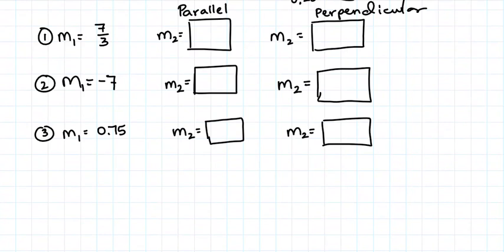I'm going to give you that the slope is 7 over 3. And now my question to you is, what is the parallel slope? All right, now that you've written that down, what is the perpendicular slope? All right, question number 2. I give you a slope of -7. I want you to tell me what is the parallel slope. Okay, good. And I hope that you answered that one correctly. Now, what is the perpendicular slope?